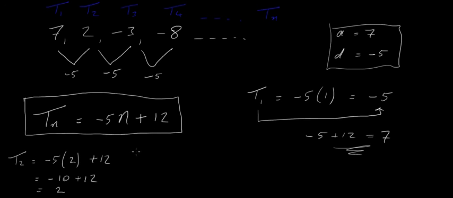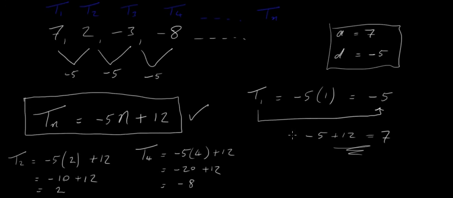Let's try another one just to be sure. Let's try T4. What happens if I put 4 in here instead of n? Well, I get minus 5 times 4 plus 12. In this case, minus 5 times 4, that will give me minus 20 plus 12. If I do that, minus 20 plus 12 will give me minus 8. Now, is T4 minus 8? Yes, it is. Okay, so this formula here works. This is now my general term, or my nth term, or my formula that will work for this particular sequence of numbers here.